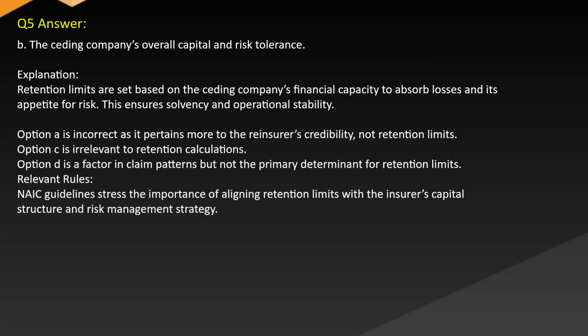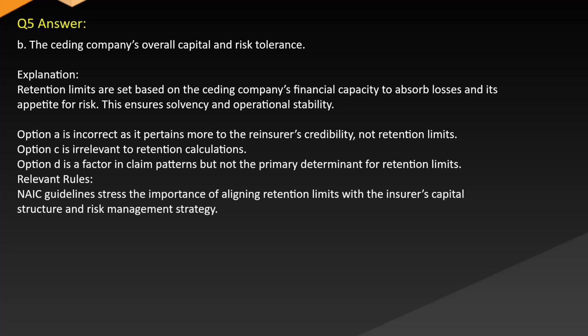Answer B. The ceding company's overall capital and risk tolerance. Explanation. Retention limits are set based on the ceding company's financial capacity to absorb losses and its appetite for risk. This ensures solvency and operational stability. Option A is incorrect as it pertains more to the reinsurer's credibility, not retention limits.